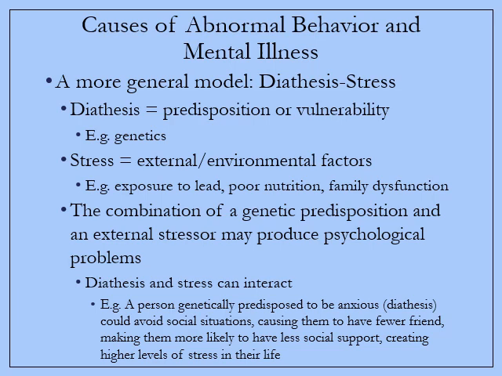Importantly, the diathesis and stress can interact, and it could be a cyclical situation. So a person who is genetically predisposed to be anxious, which is the diathesis, might avoid social situations, causing them to have fewer friends, making them more likely to have less social support, and therefore creating a higher level of stress in their life. So in this way, the diathesis has caused the stress, and then the stress is interacting with the diathesis to create possibly social anxiety disorder or an anxiety disorder.